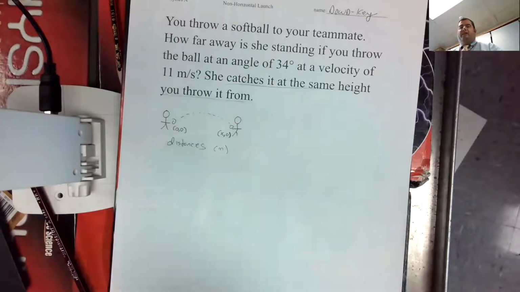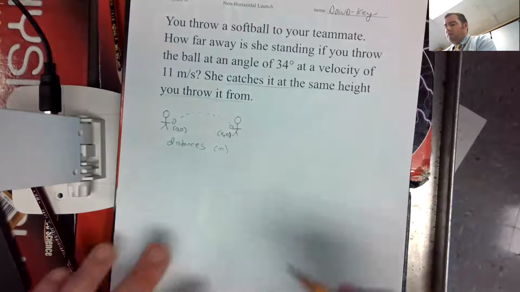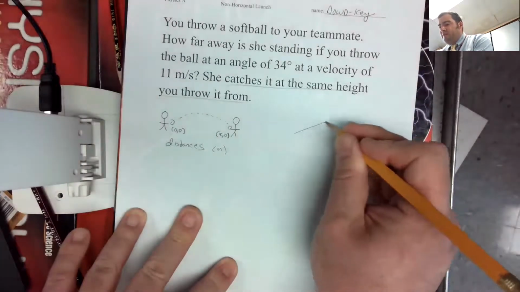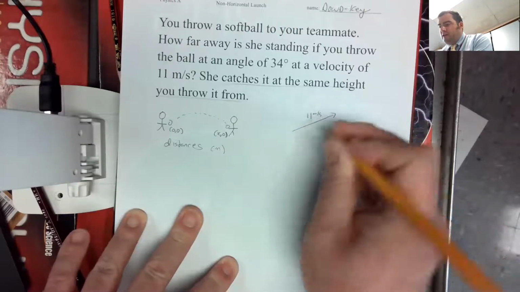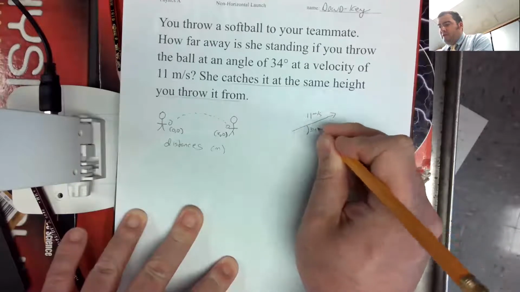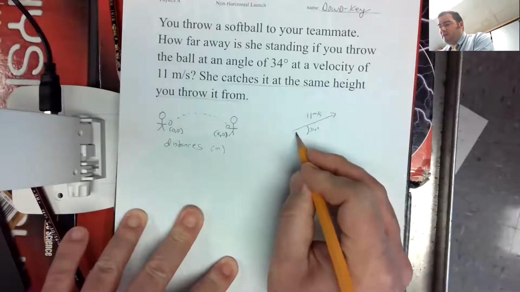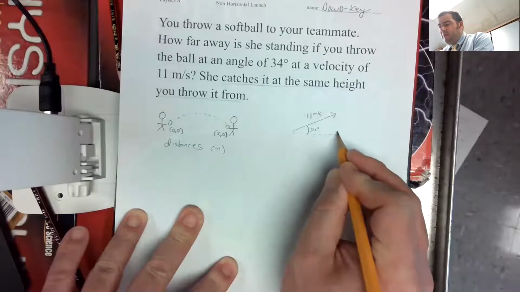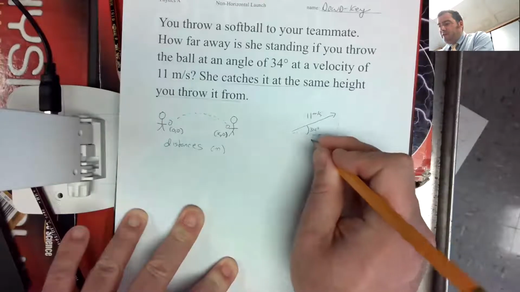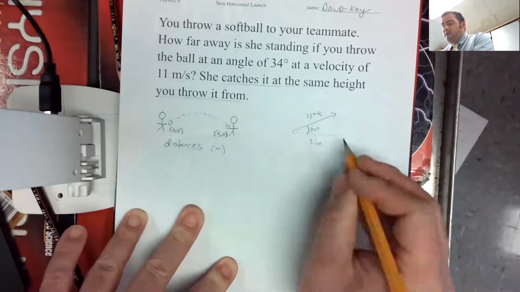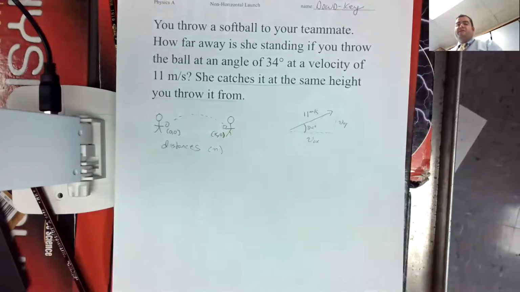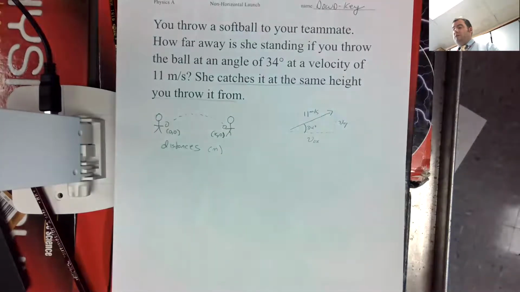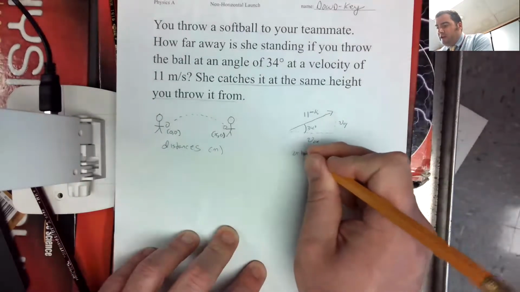How do we handle the angle of 34 degrees? Well, actually in an entirely different picture. So I'm going to write my 11 meters per second. I'm going to write my 34 degrees. And we're going to use this picture to break that 11 meters per second into a V0x, how fast is it moving along the ground, and V0y, how fast is it moving up and down as we start. This picture is going to tell us about velocities.